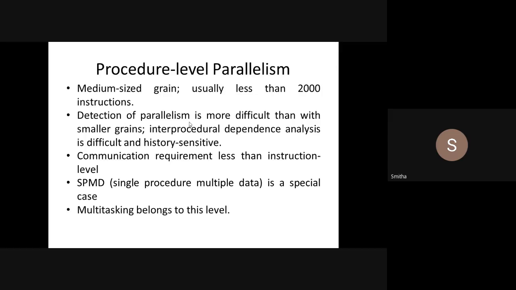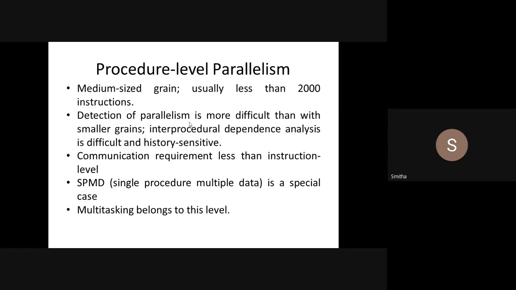We are talking about coarse grain now. Sorry, medium grain now. So in medium grain, we can have less than 2000 instructions. So detection of parallelism is more difficult here, as the number of instructions are more. Detection means finding out the parallelism, where we can give the instructions for parallel execution, because we need to take care of dependencies, right? If we have any dependency among the instructions, we cannot go for parallelism. So finding that parallelism is difficult here, because we have more instructions.